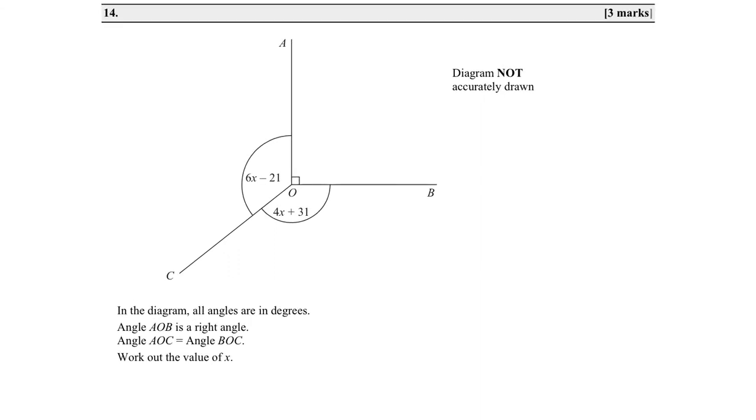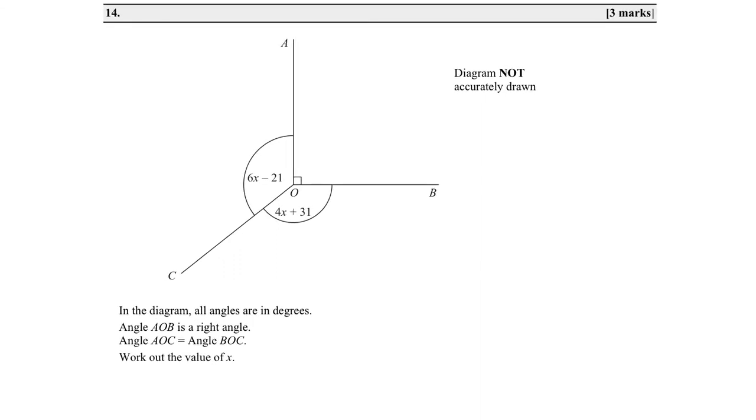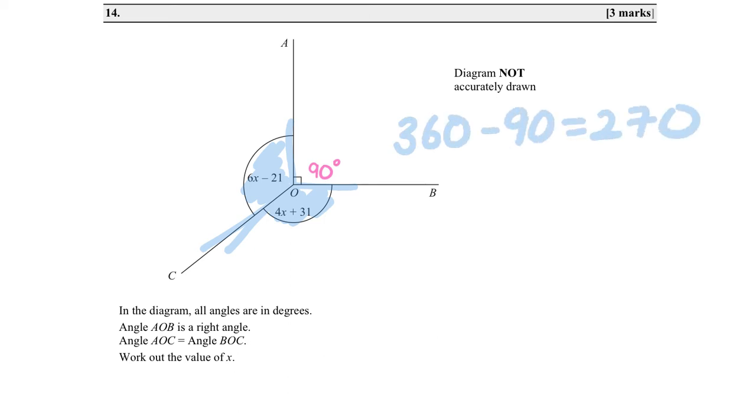Okay, question 14. In the diagram, all angles are in degrees. This is a right angle, so we know it's 90 degrees. And it says angle AOC equals BOC. So they've told us AOC is BOC, so that means these two are equal, okay? Angles around a point at 360, so if we take away the 90 degrees, we're left with 270. So these two are equal.